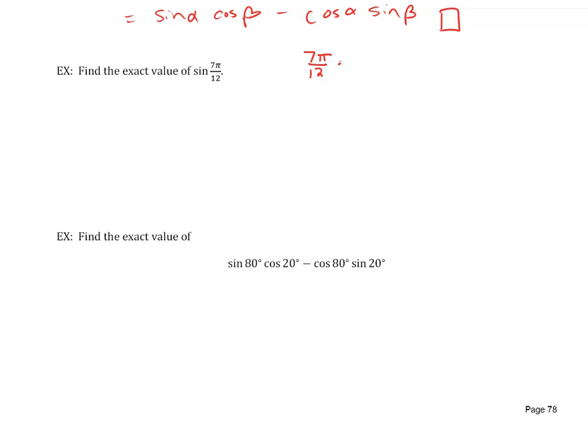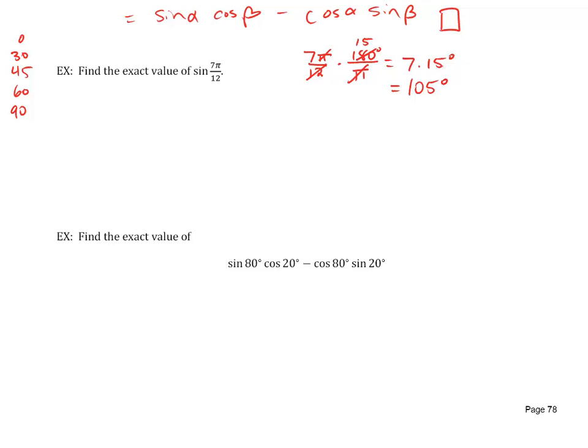7 pi over 12, if we convert to degrees, we'd multiply by 180 degrees over pi. The pi's cancel, and so I end up with 7 times 15 degrees, because 12 goes into 180 15 times. And that gives me 105 degrees. Now again, think of it in terms of 0, 30, 45, 60, 90 degrees, and all the multiples of those, we can find the exact value for those trig functions.